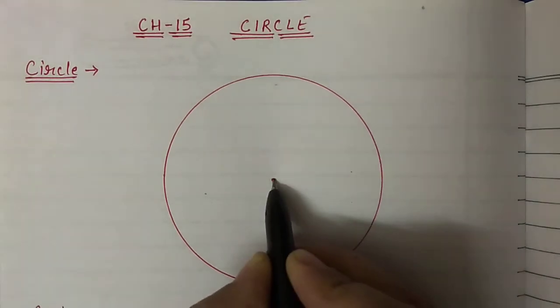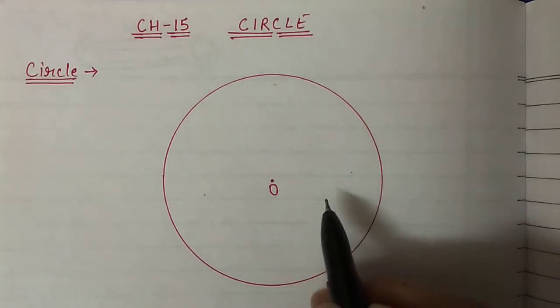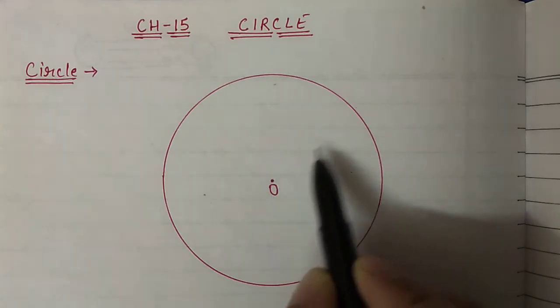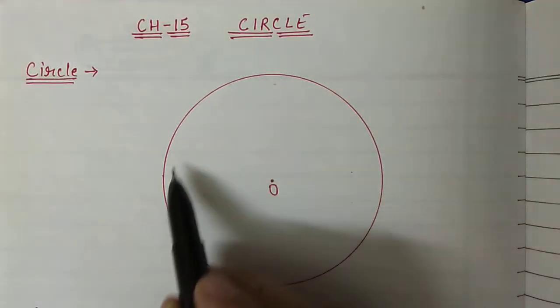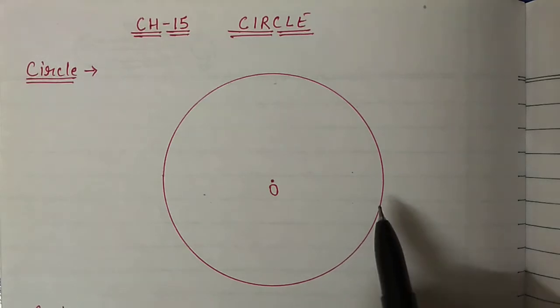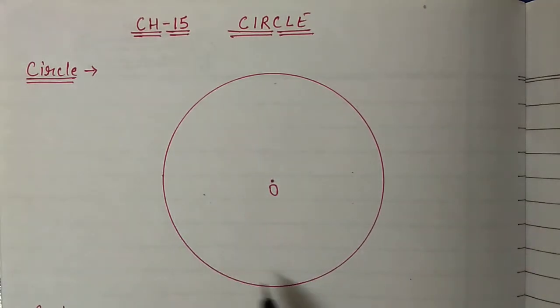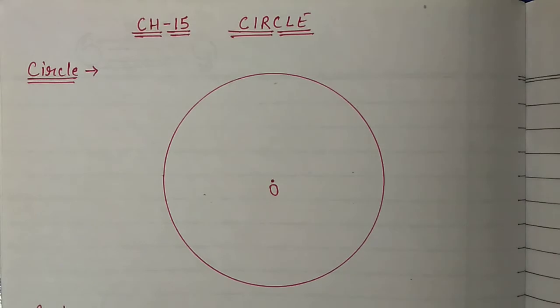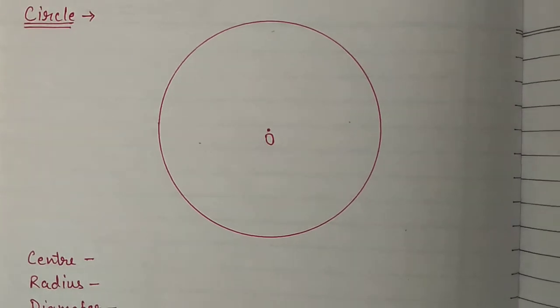Suppose this is a fixed point O here, and from this point I have taken a distance of 3.5 centimeter. At a distance of 3.5 centimeter, I marked one point here, then one point here. In all directions, I have marked points at a distance of 3.5 centimeter. When I join all those points, I will get this figure. This figure we will call a circle, and this fixed point we will call the center of the circle. So center means the fixed point from where we draw this figure.